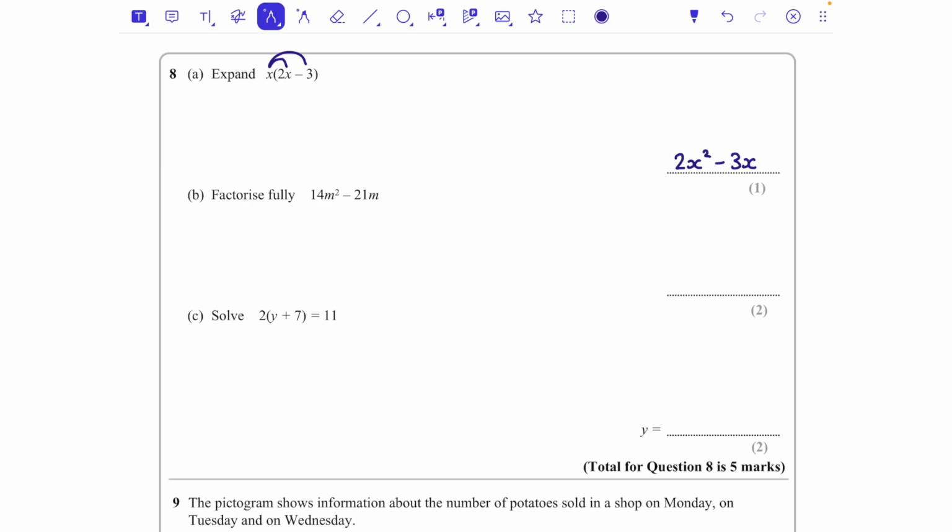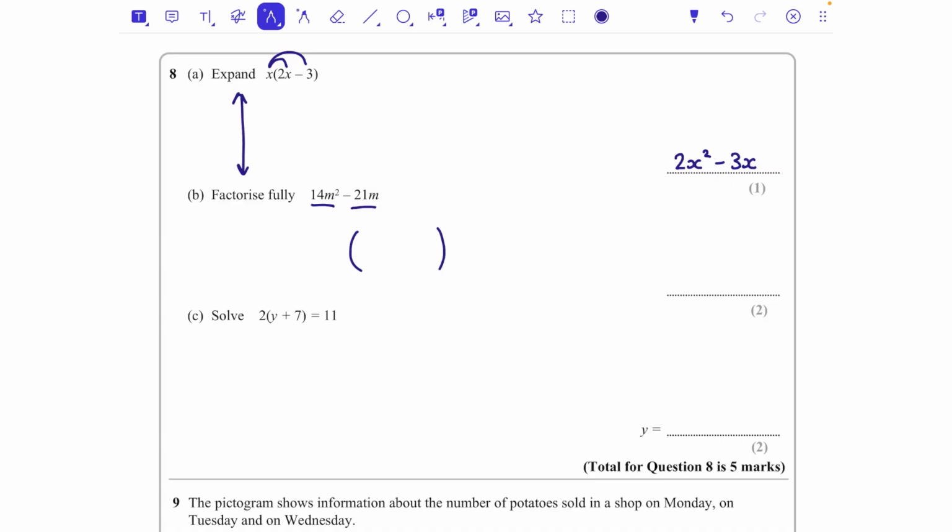For part B, factorise fully, 14m squared minus 21m. Now we need to think what goes into both. Ultimately, these two questions are the opposite of each other. Expanding means taking out of the bracket. Factorise means putting back into the brackets. So what have these two terms both got in common? Because that's going to go outside the bracket.